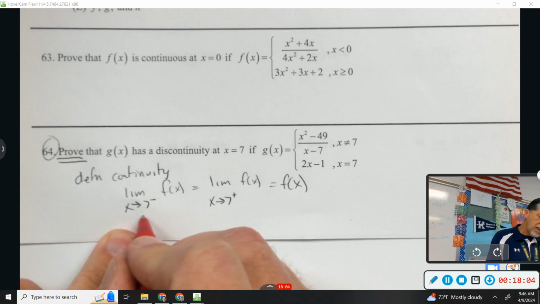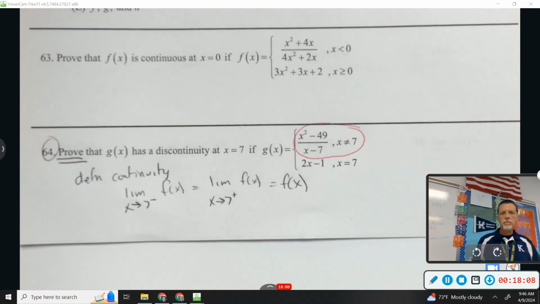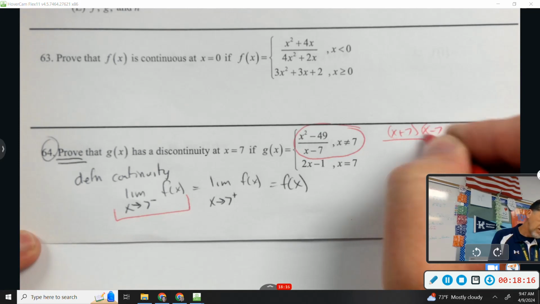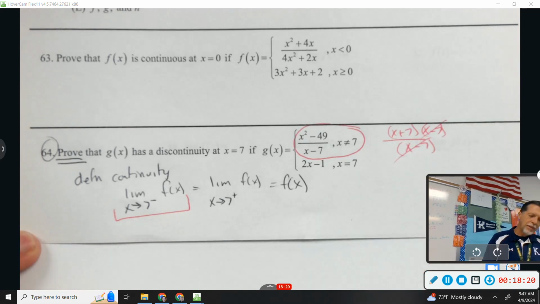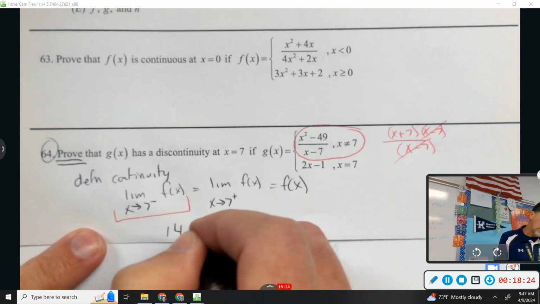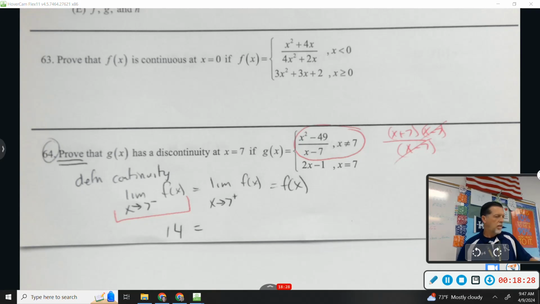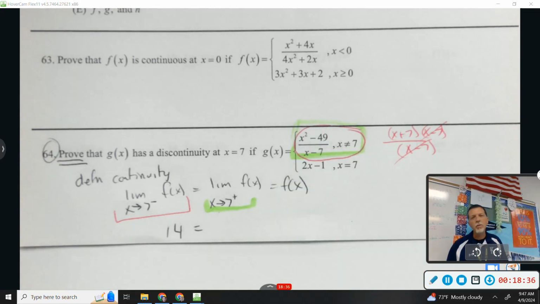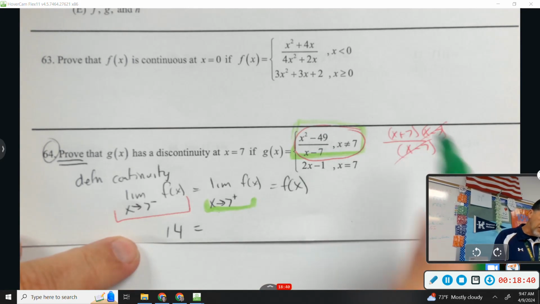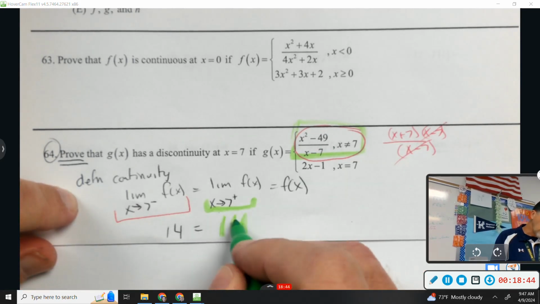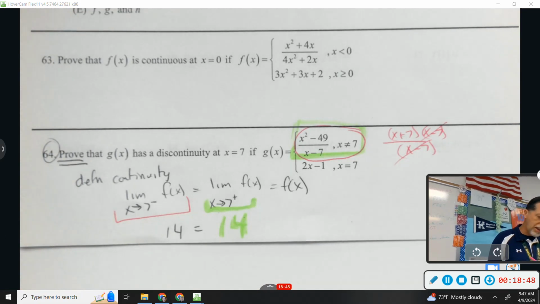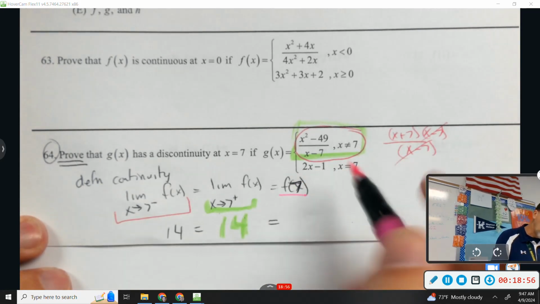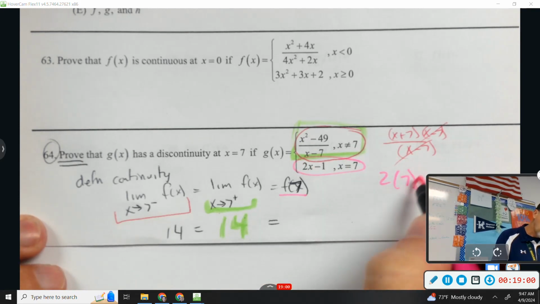So from the left, well, that would be using this one. So let's see, x plus 7, x minus 7 over x minus 7. So this x minus 7's cancel. 7 plus 7 is 14. From the right, well, we'd still be using this one because we'd be at like 7.01 and 7.001 and 7.00001. So we plug in 7, obviously we're going to get the same thing. Also 14. And then lastly, f of 7, I guess I should have made more, f of 7, we'll use this guy. 2 times 7 minus 1 is 13.